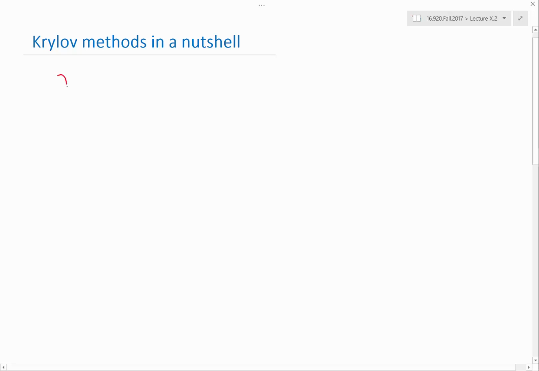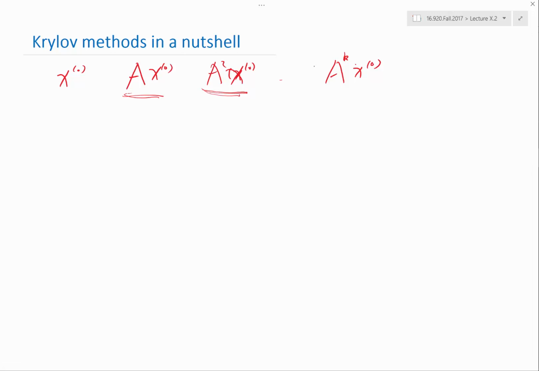They basically start with x0, and you compute A times x0, A squared times x0, etc., A to the kth power times x0. Basically, you multiply A with this to get this, and then you multiply A with this to get the next one, right? So you get a series of vectors. And the span of these vectors, or the space of the linear combination of these vectors, is what's called the Krylov subspace.